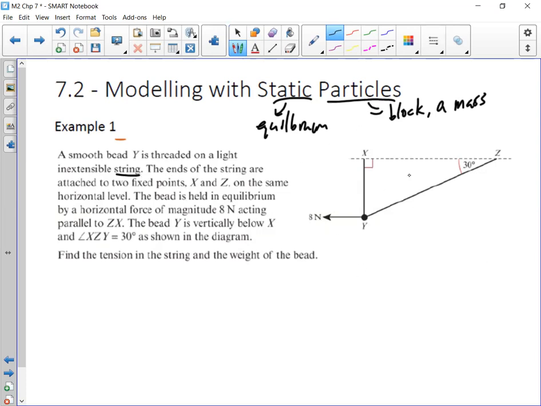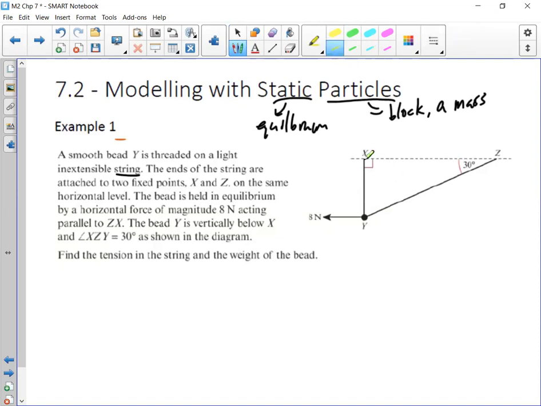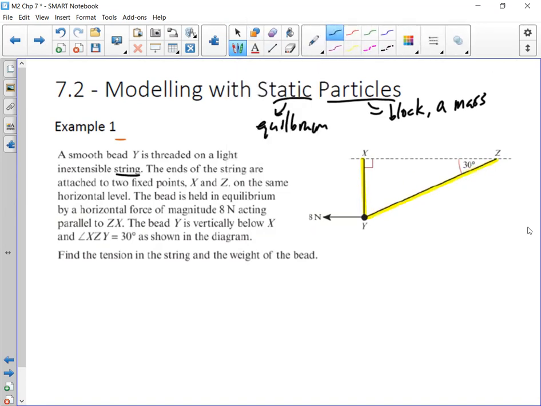So you see in here, what it means is this is all one string. So one string means the same tension. The bead Y is vertically below X, and angle XZY is 30 degrees as shown in the diagram. Find the tension and the weight of the bead.